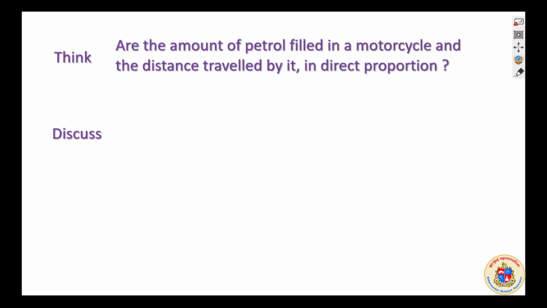ऐसा होता है क्या? Yes. It is in direct proportion. Yes बोलेंगे आप. मैं सब कुछ बोल के नहीं दूंगा.